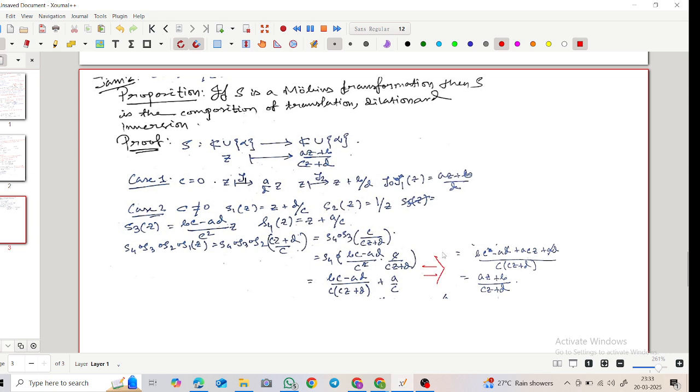Okay. So please look at this computation. There is nothing much. Just look at this computation. 2 minutes I give you. Just have a look at this computation.